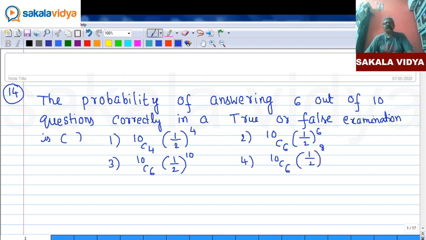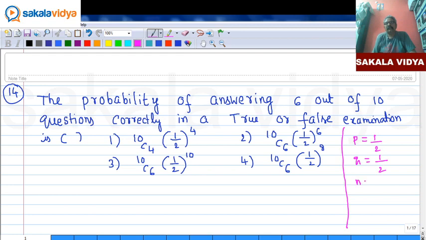So here, the probability of answering 6 out of 10 questions. Out of 10 questions means n is equal to 10. So we need 6 correct answers. True or false means two possible outcomes, and out of these only one choice is correct. So the probability of getting a correct answer is 1 by 2, and the probability of getting a false answer is 1 by 2. So P is equal to 1 by 2, and obviously q becomes 1 by 2 only.